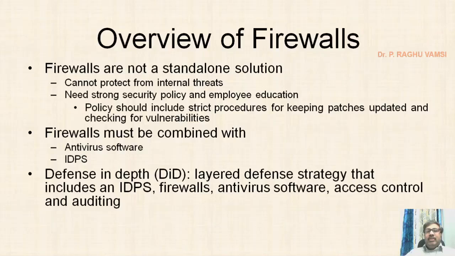Firewalls must be combined with antivirus software and intrusion detection and prevention systems. One can say a firewall is a part of the intrusion detection and prevention system as a whole, whenever you consider the entire network, that is, enterprise level security. That is the reason we discussed defense in depth previously. That is a layered defense strategy that includes the IDPS, firewall, antivirus software, and control mechanisms. Finally, auditing of the logs. These are the components that combine to make the system or network secure.